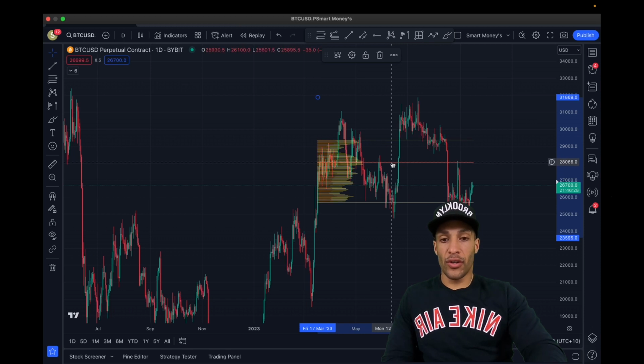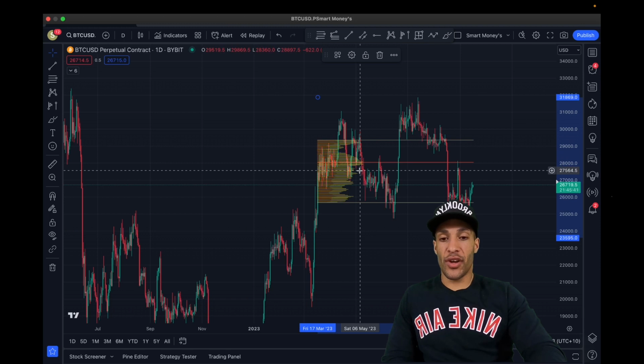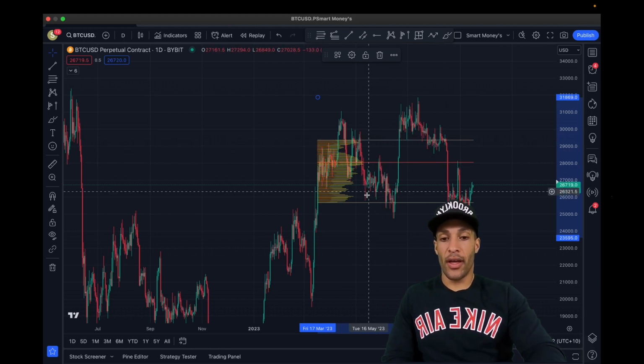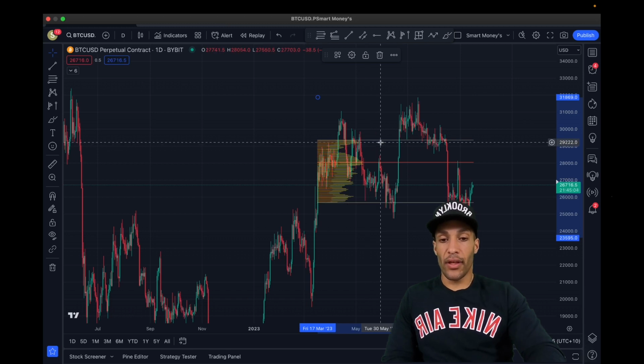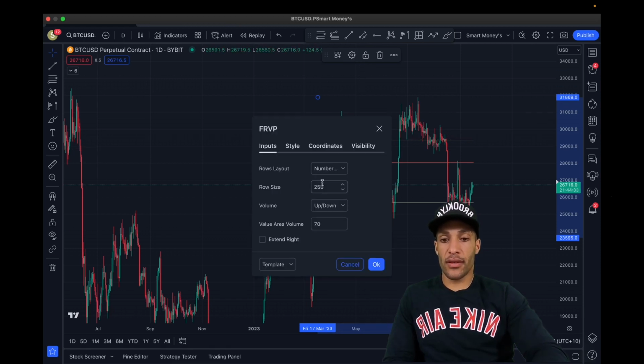The point of control is where we have had the most amount of volume traded at this level, $28,044. And 70% of the volume traded within this overall range has been between the value area high and the value area low. These three zones can be used as both support and resistance levels. You want to make sure that within the settings you have the value area volume set to 70. Most traders have it set to 70, so it makes sense to do that also.